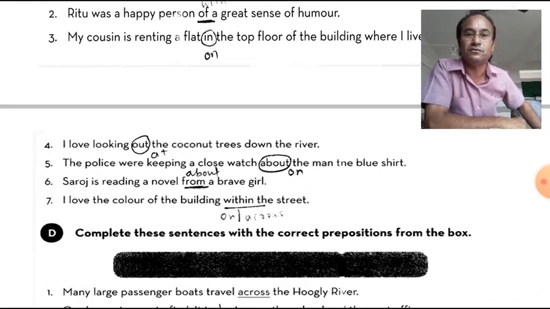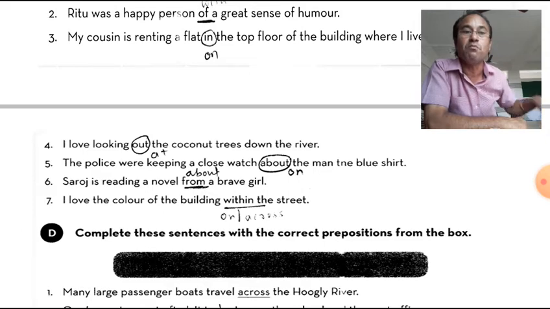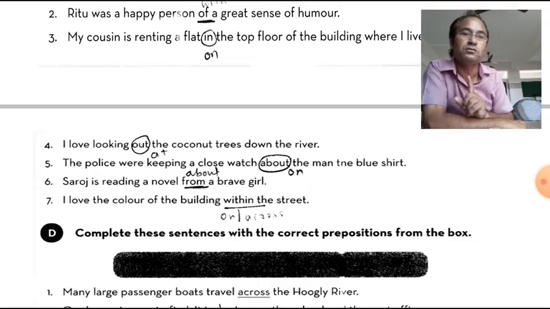That is the correct sentence. The police were keeping a close watch on the man, place. उसके ऊपर, जो thief है उसके ऊपर close eye रख रही है, watch रख रही है. So the police were keeping a close watch on the man in the blue shirt, because they have doubts on the person. Saroj is reading a novel about a brave girl, not from, about, उसके बारे में.